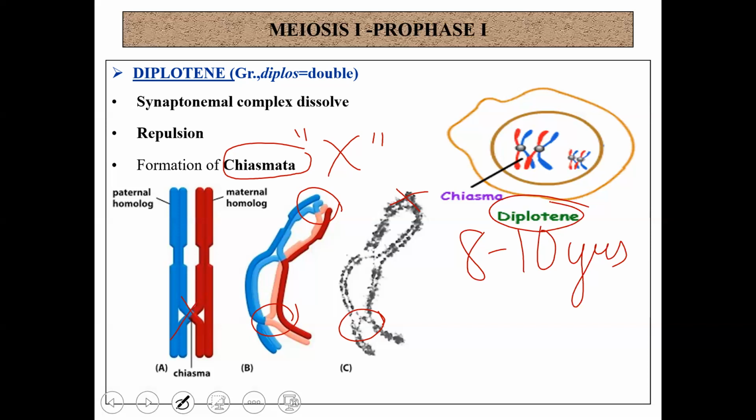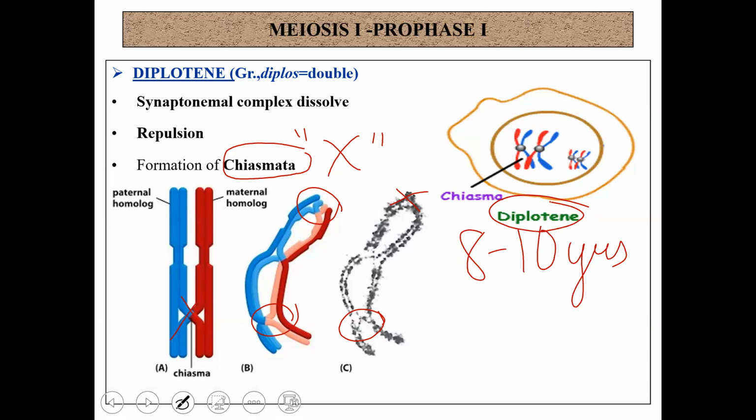This occurs in the oocytes of vertebrates, especially in humans and also in some mammals. So this stage is most important because in the female it is an arrested stage, and later when she attains puberty, the cell resumes meiosis and then ovulation will occur. So these are the important events which take place during the diplotene stage.